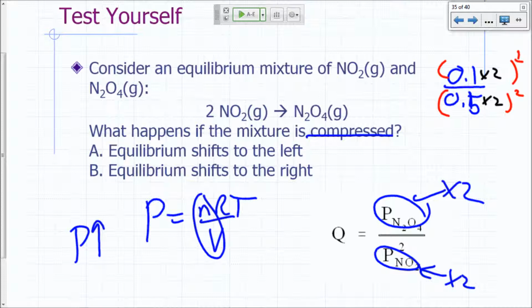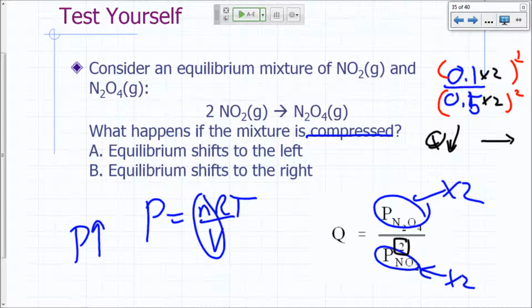The square is in the denominator, so it's cut in half, right? So my Q becomes smaller. And if Q becomes smaller, what happens? Where will it shift? Shift to the right. Okay?